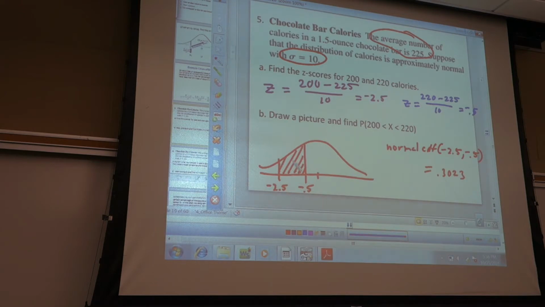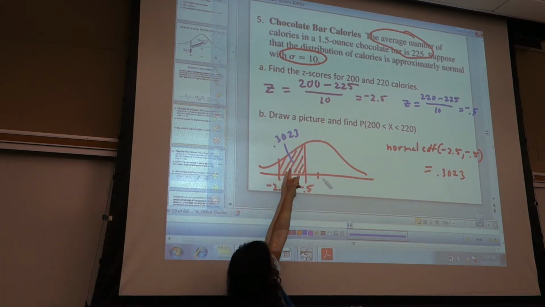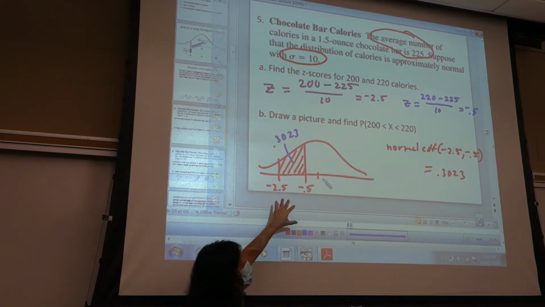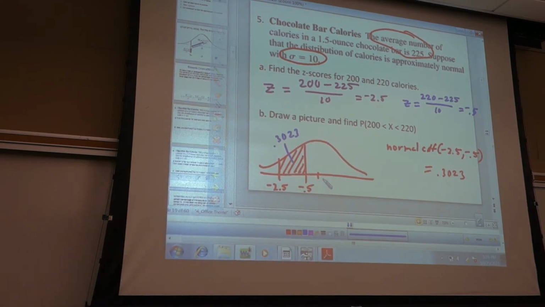Now, this is the number inside of here, 0.3023. It's that. So your area should go inside, right? And the z-scores of the x values should be below. Now, if you wanted to, you could put the x values in there also. I might have a second row of my x values and say, okay, here's my mean. My mean is 225. This first one is 220. This last one is 200.